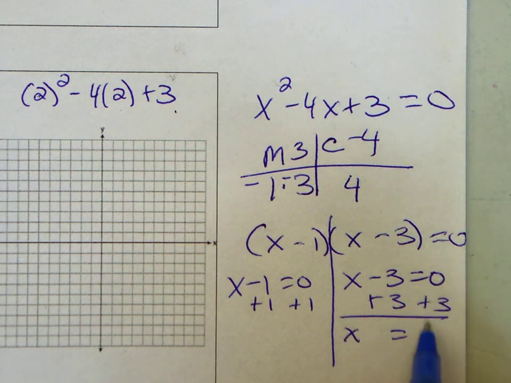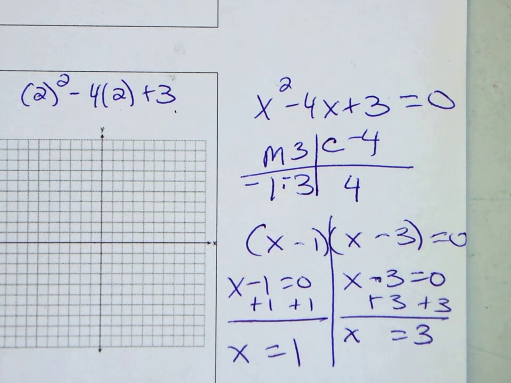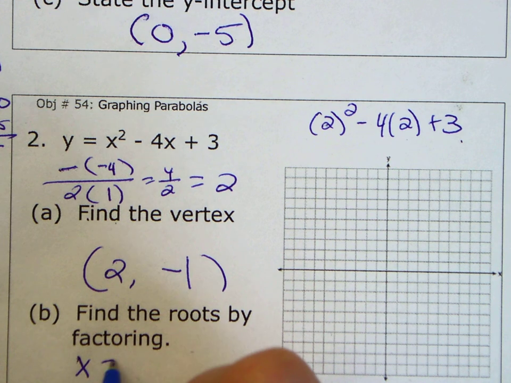Don't mess with the signs. A lot of students are keeping the sign the same accidentally. Their work is right and then they solve wrong. All right, so our roots, we factor and solve, are 1 and 3. So I'm going to come back over here. My roots are 1 and 3.